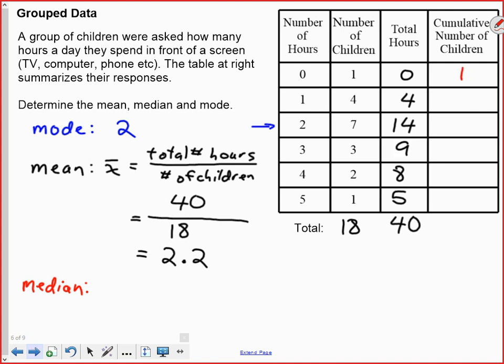So in the first row, we have 1 child. By the time we get to the second row, we've got that 1 child from the first row plus the 4 from the next row for a total of 5. Then we add on the 7 from the next row to have 12. Then add on the 3 from the next row to have 15. Then the next 2 give us 17. And the last one gives us 18 children by the time we get to the last row, which agrees with our total number of children. If we have 18 children, the median is going to be halfway in that data set, halfway between the 9th and the 10th value.